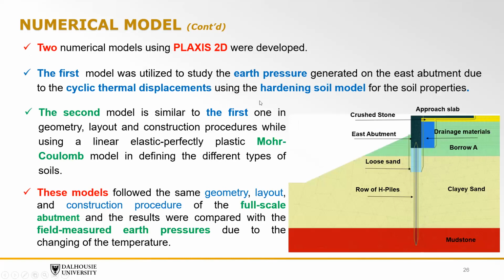So we developed two Plaxis models, okay? We apply to those Plaxis models the cyclic thermal displacements, and we monitored the earth pressures. We have one model that was utilized using the hardening soil model, the one that we believe will predict the behavior better. The second model used the Mohr-Coulomb soil model, or the elastic perfectly plastic soil model, that we want to demonstrate is not sufficient.